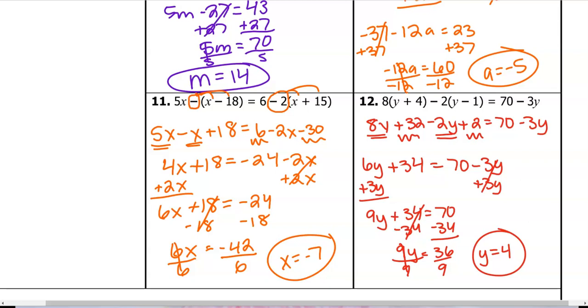From here, add 3y over to give you 9y. And then you can subtract 34 to the other side to get 9y equals 36. Divide by 9, and we get y equals 4.